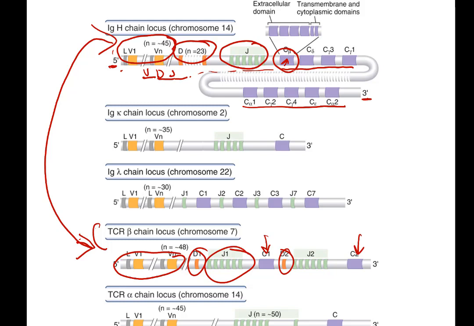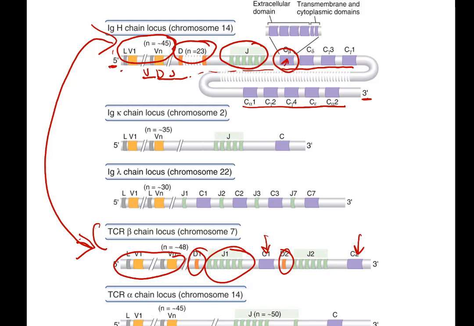For the T cell, we're just going to make a constant region and test this to see if it sends a signal. Did it make a successful rearrangement? Does it send a signal? Yes. No? We throw it away. Okay?